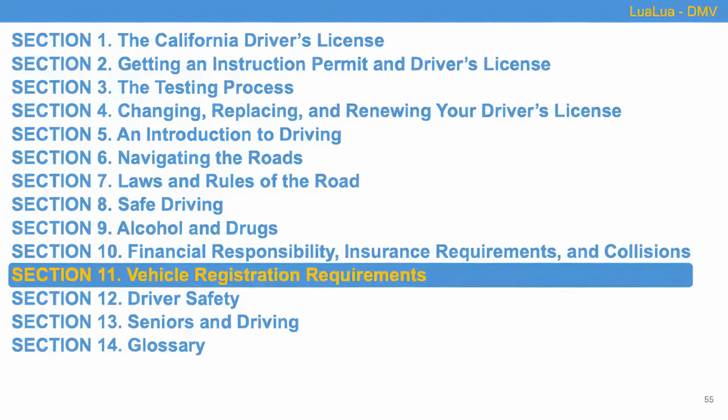Buying or selling a vehicle. When you buy a vehicle, you have 10 days to transfer ownership to your name. When you sell a vehicle, you must notify DMV within 5 days by completing a Notice of Transfer and Release of Liability at dmv.ca.gov/NRL.